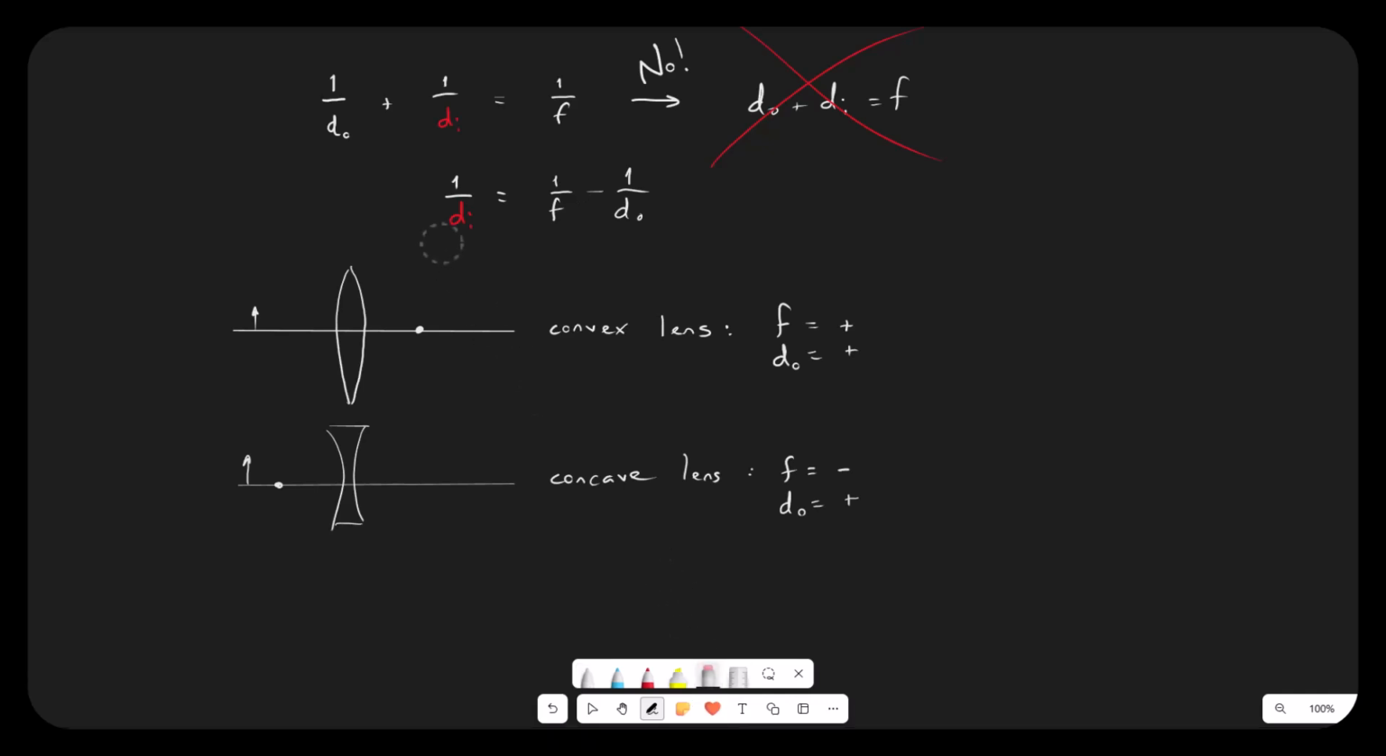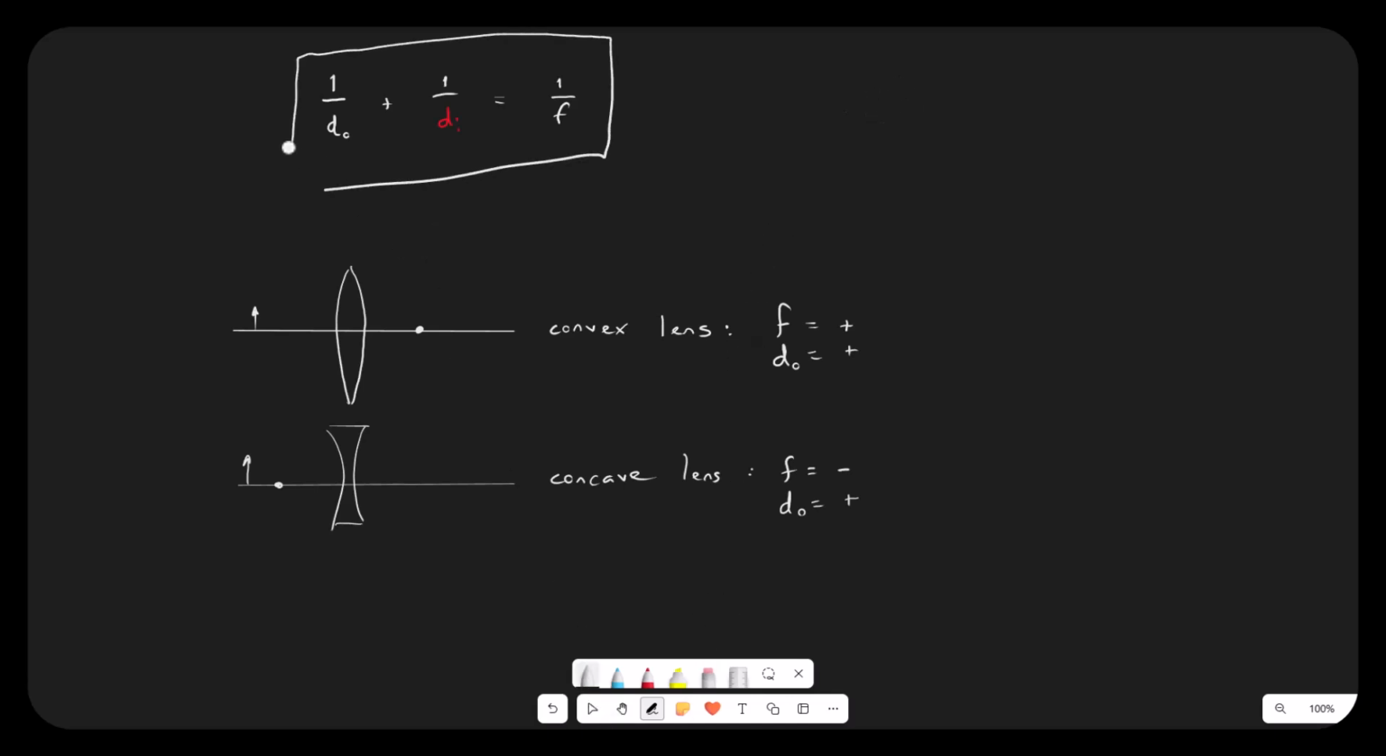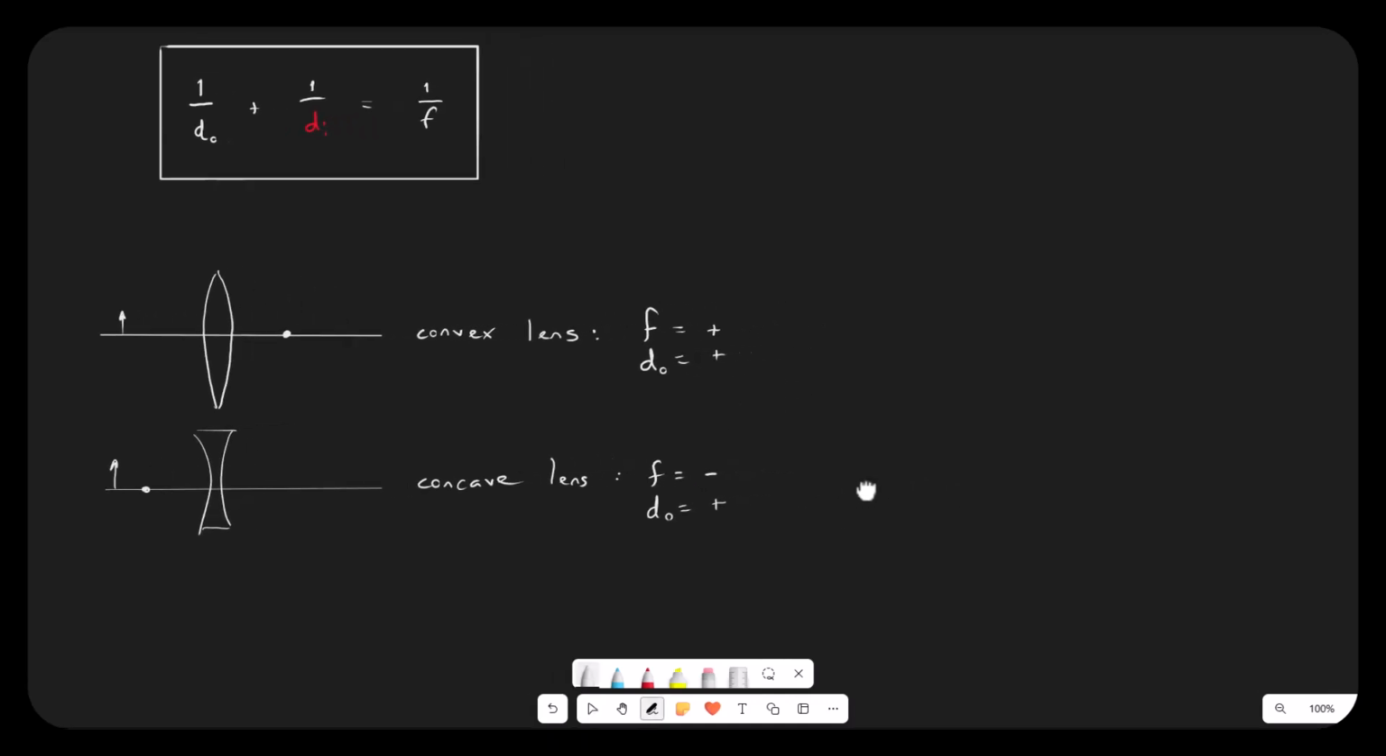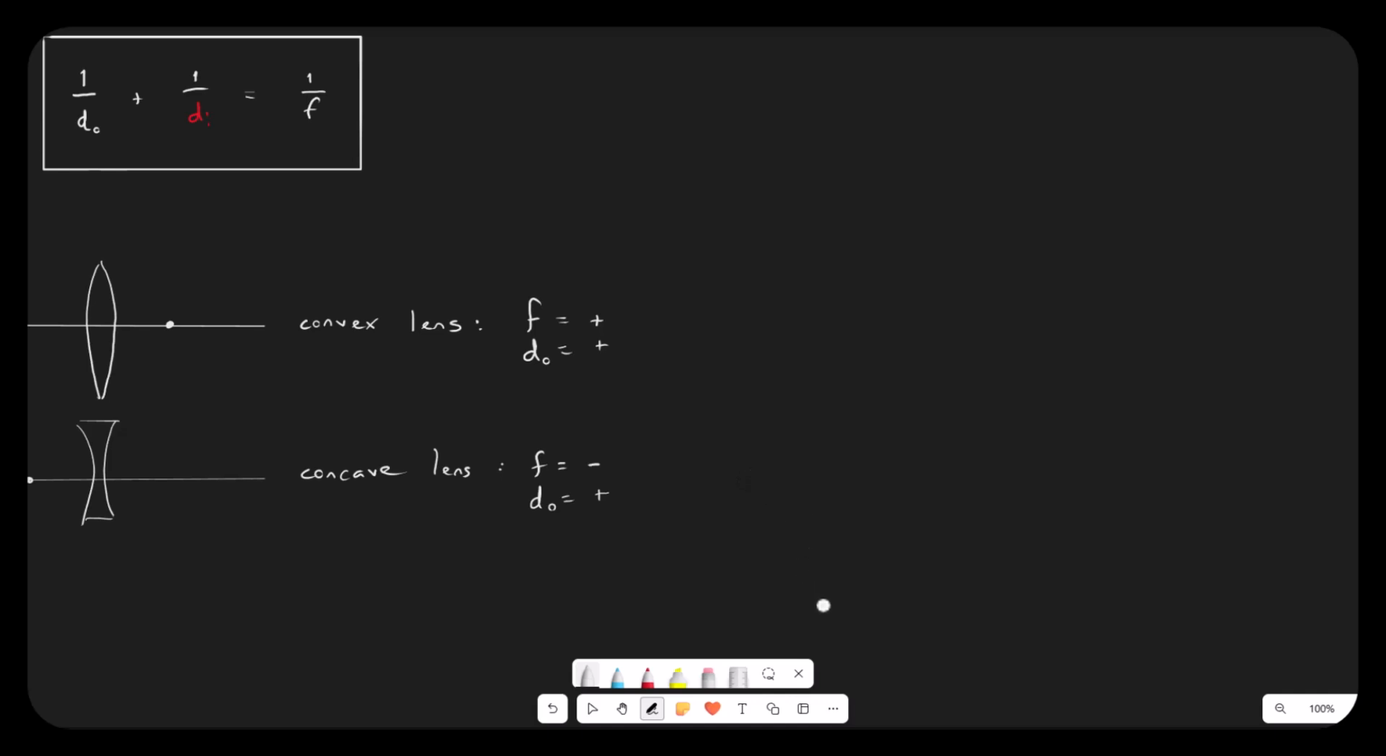I think that actually sets us up for ambiguity with plugging in minuses, but whatever you like. So I like to remember the equation this way. It's all pluses. It's really straightforward. Your distances are on the left, your f is on the right, not a big deal. When we do that, our d object is always going to be a positive number, and our focal length is positive for a convex lens, negative for a concave lens.